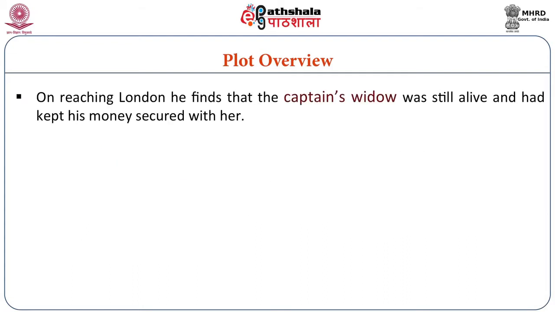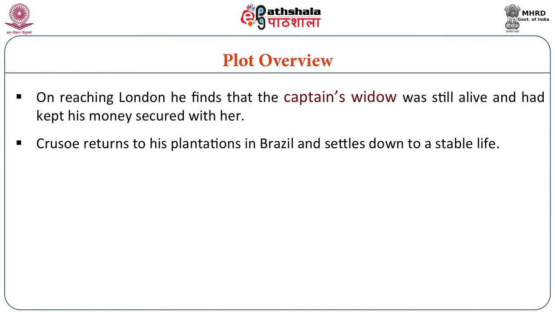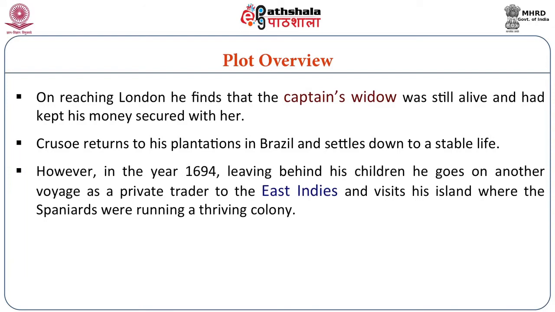And he gets back to London and he finds that his money is still safe with that widow with whom he had left it. And he's quite content because he has now had a really rich and varied life. And he goes back to his plantations in Brazil and settles down to a stable life. Then once again, he goes on one more voyage, this time leaving behind his children, etc., etc. He goes on a voyage and he visits his own island, and there he finds that there is a thriving colony which has been set up over there and which is being run there, and so on and so forth. And this, more or less, is how Robinson Crusoe is, the text is from beginning to end. This is the overview of the plot.